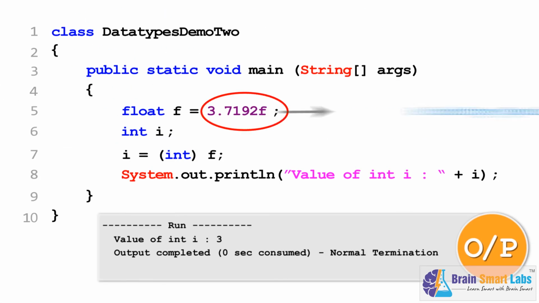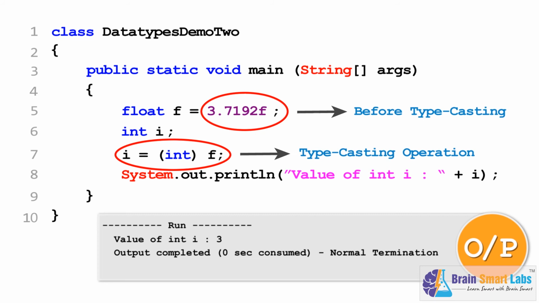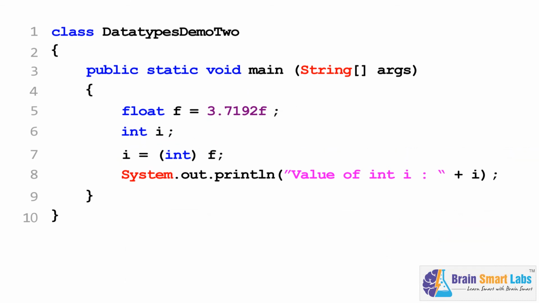The value 3.719f was trimmed to 0 decimal places using the integer cast applied, and then the trimmed value was transferred to variable i as seen here. One more example of loss of precision can be seen in the example below.